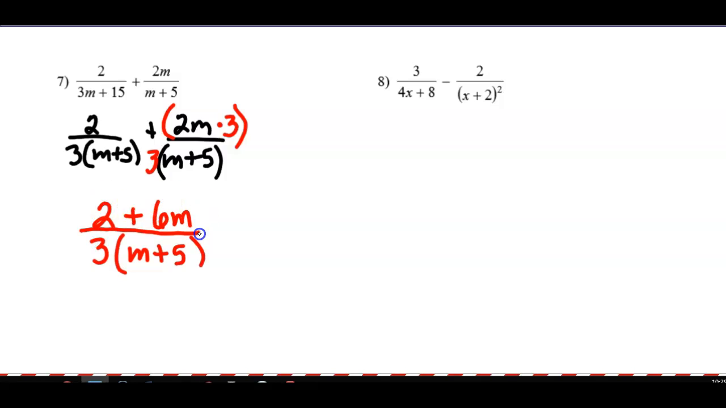Now, we could take the 2 out of the top, just to show what happens. It would be a 1 plus 3m, which I'll write 3m plus 1, I guess, just to be math teacher friendly, but it doesn't matter. Nothing divides out anyway, so either of these are okay.